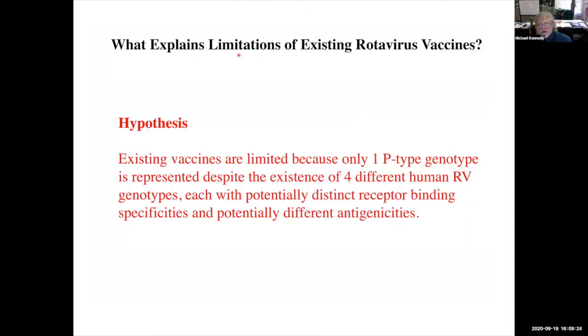So what might explain the limitation of these existing rotavirus vaccines? Our hypothesis is that the existing vaccines are limited because only one P-type genotype is included in the existing vaccines, despite the fact that there are 4 different human RV genotypes within that P2 genogroup. Because they potentially have distinct receptor binding specificities and potentially different antigenicities, that could explain the lack of universal protection by the existing vaccine.